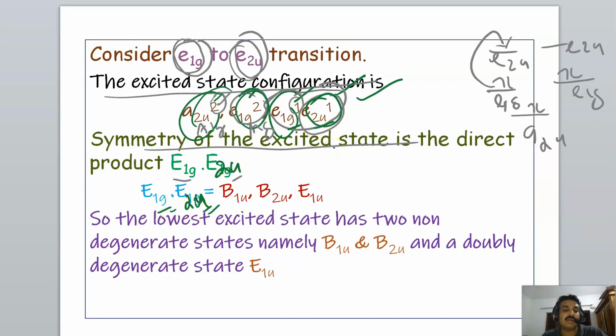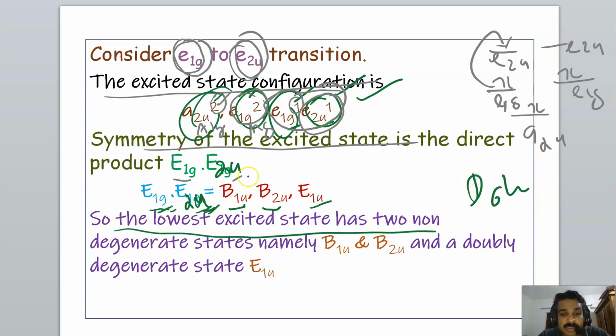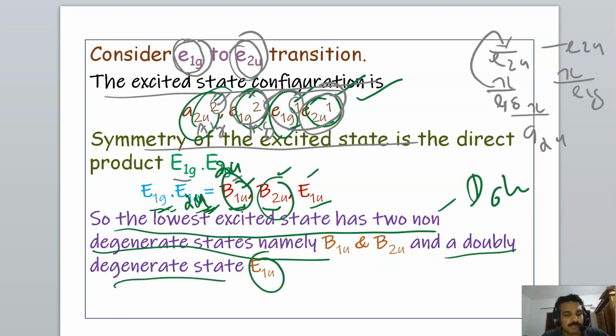I am not explaining the direct product calculation in much detail. The result is that E1g into E2u equals B1u, B2u, E1u. You can calculate using the D6h point group and verify this. So the lowest excited state has two non-degenerate states, B1u and B2u, and a doubly degenerate state, E1u. Can you follow me?